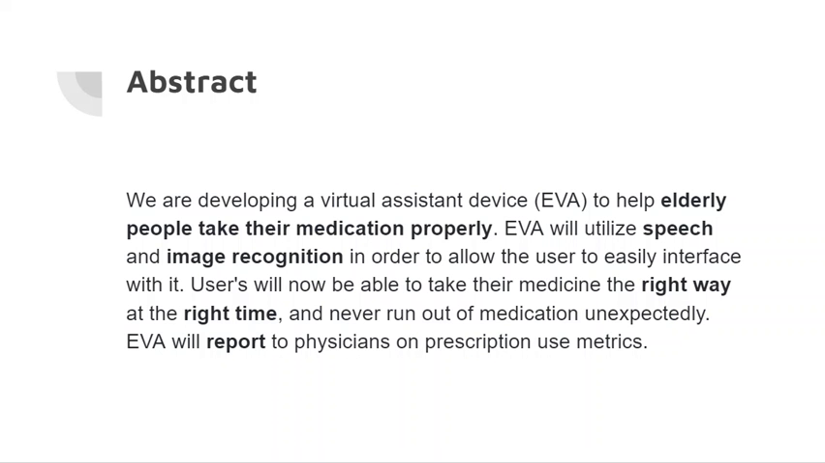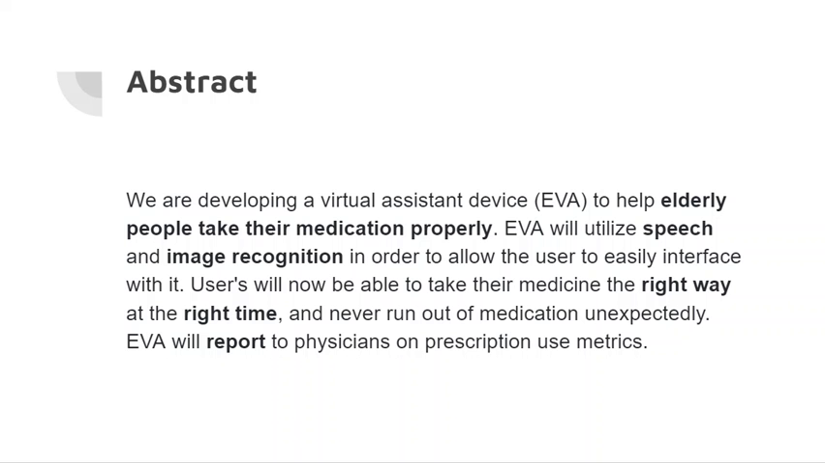Next is the abstract. It says, we are developing a virtual assistant device, which is called EVA, to help elderly people take their medication properly. EVA will utilize speech and image recognition in order to allow the user to easily interface with it. Users will now be able to take their medicine the right way at the right time and never run out of medication unexpectedly. EVA will report to physicians on prescription use metrics.